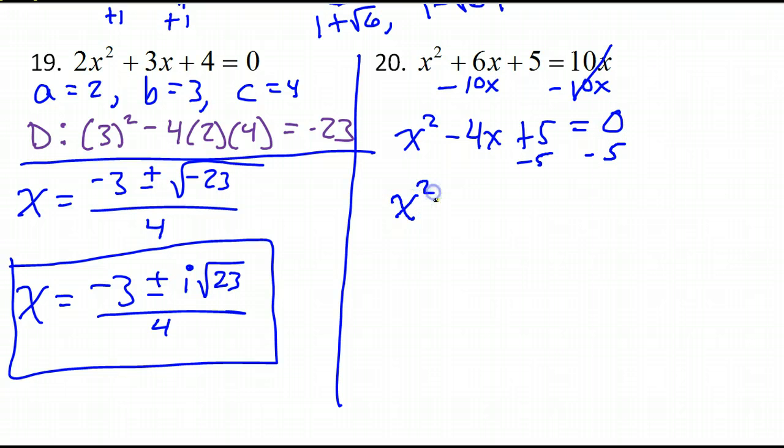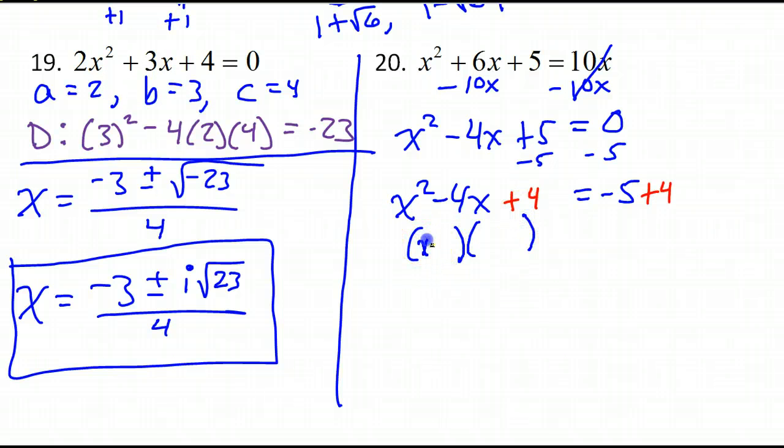So that's going to be x squared minus 4x, leave a space, is equal to negative 5. What's the magical number that completes the square? Well, half the middle squared. So half of this is 2. Square it, you get 4. Put that on both sides. This is going to factor as the same thing twice: x minus 2, x minus 2. That's equal to negative 1.